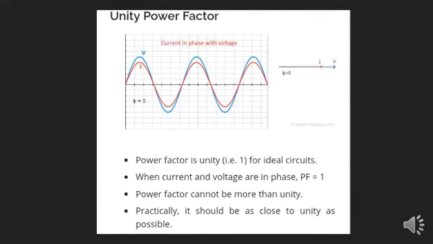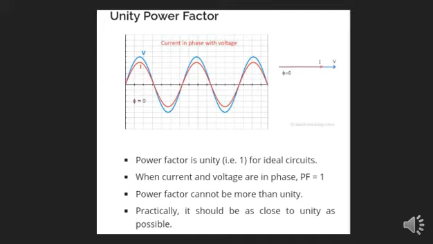Next is the unity power factor. In unity power factor, the current is in phase with the voltage. As you can see in this illustration, the current is not totally in phase but almost near to 1, or near to unity. So power factor is unity, for example 1 for ideal circuits. When current and voltage are in phase, the power factor is equal to 1.